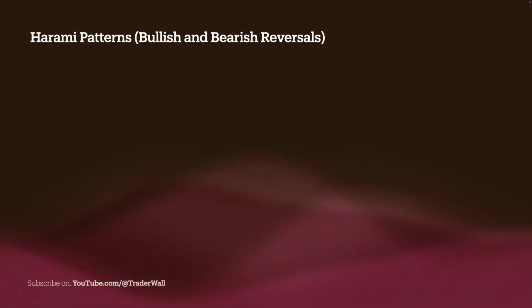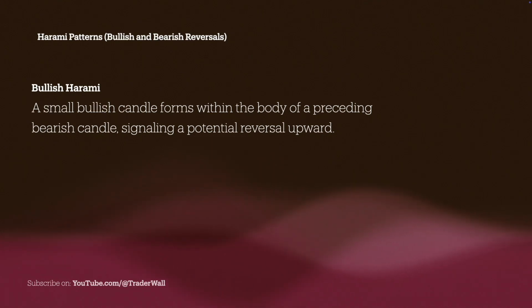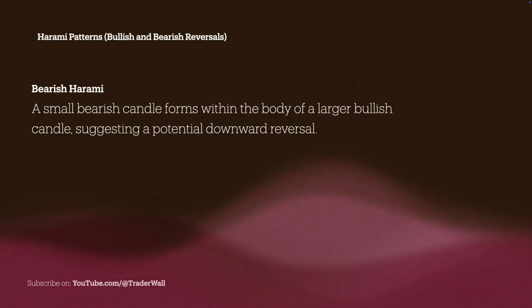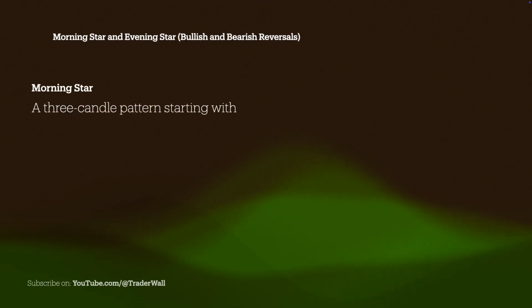Harami patterns, bullish and bearish reversals. Bullish harami: a small bullish candle forms within the body of a preceding bearish candle, signaling a potential reversal upward. Bearish harami: a small bearish candle forms within the body of a larger bullish candle, suggesting a potential downward reversal. Morning star and evening star, bullish and bearish reversals.